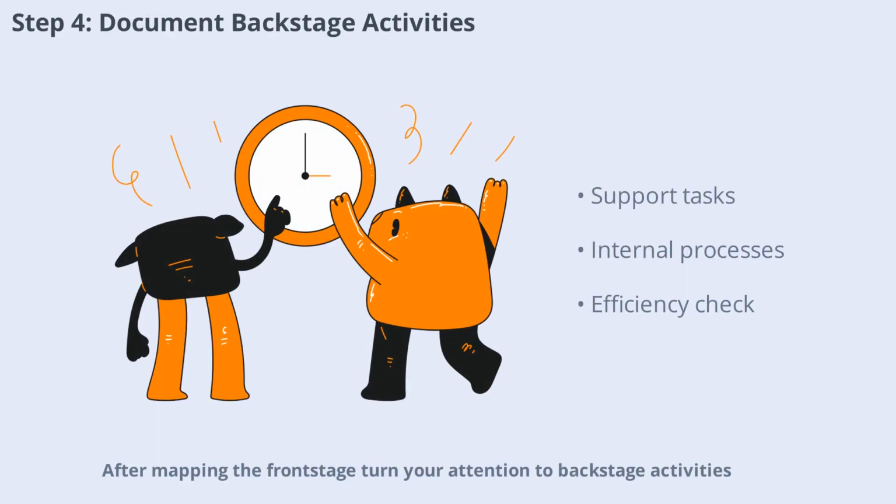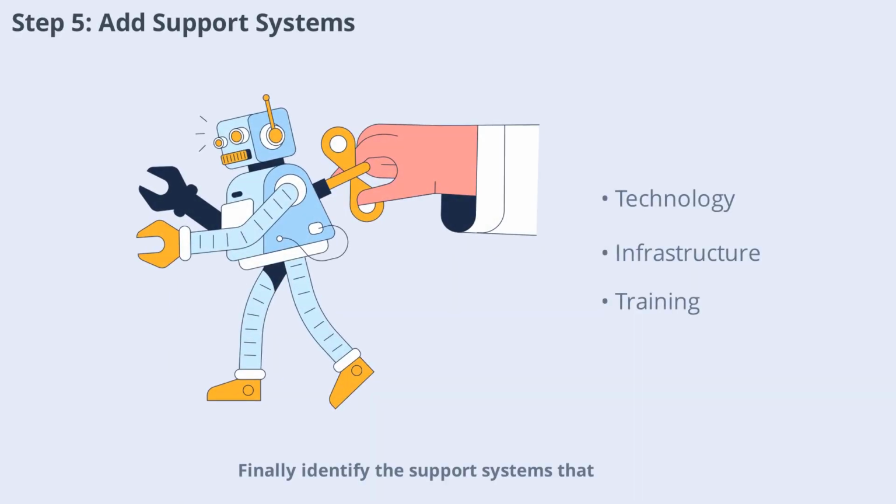After mapping the front stage, turn your attention to backstage activities. These are the processes and tasks that support the service but aren't visible to customers. Documenting these steps helps you spot inefficiencies and ensure that the front stage experience is fully supported by robust internal processes.